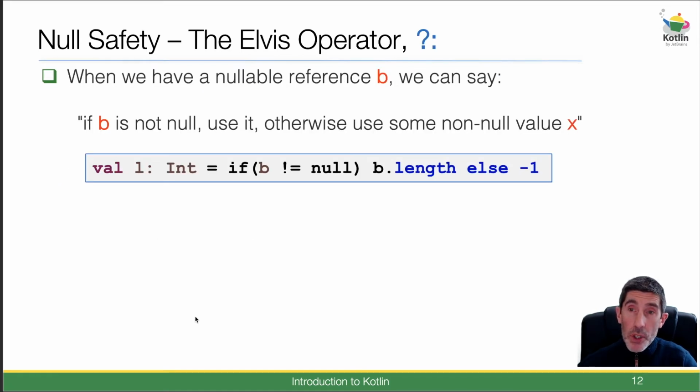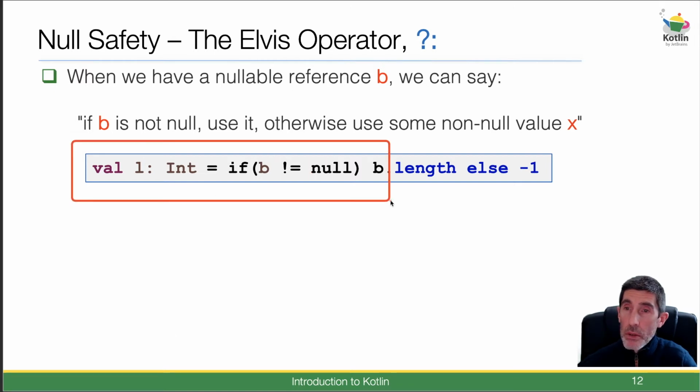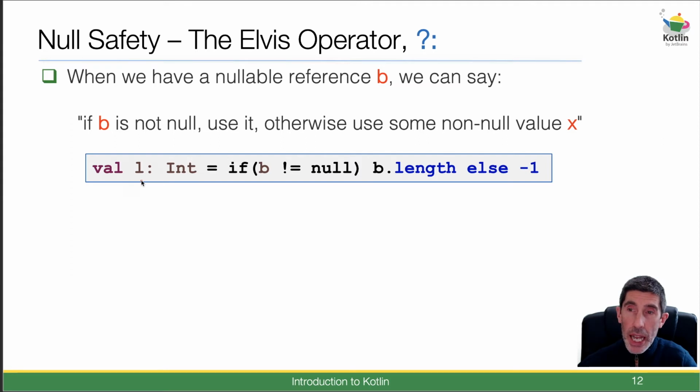The Elvis operator: when we have a nullable reference b, we can say if b is not null, use it, otherwise use some non-null value x. Compare it to the previous example, very similar to our Java days. Here's our val l, declared of type Int, so we're explicitly saying what it is, and then we're using our expression as we saw a few slides previously: if b is not null, return b.length, otherwise return that default value -1.